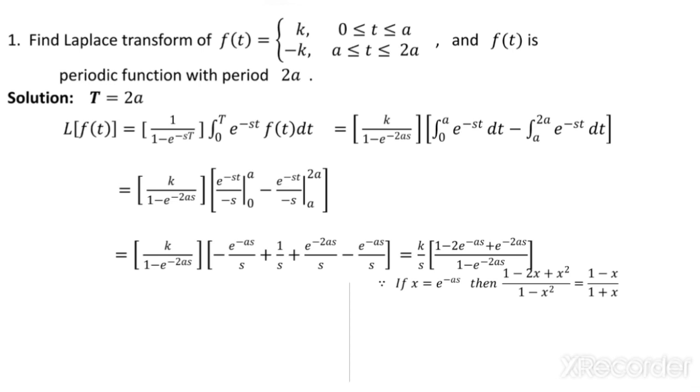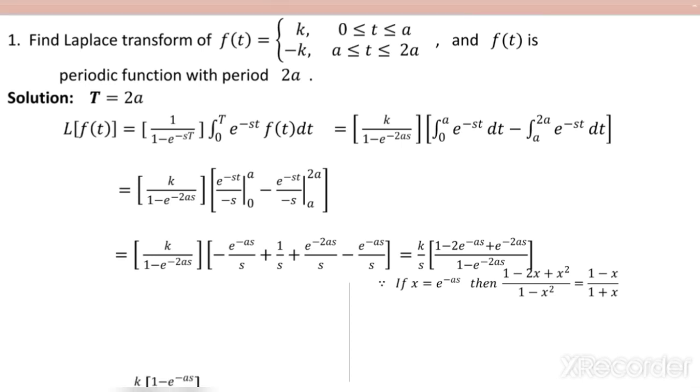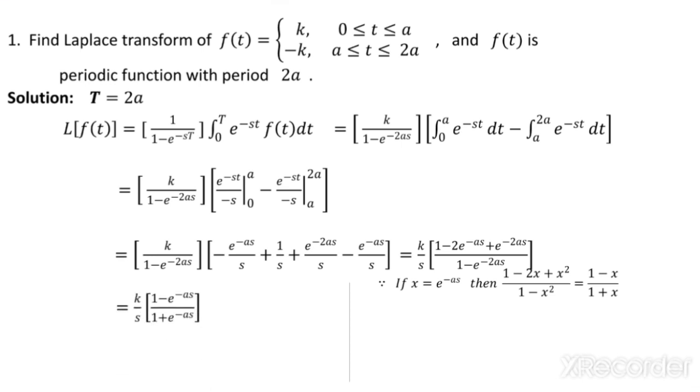So that means we get back x, which is e power minus as. So I get 1 minus e power minus as by 1 plus e power minus as. So here we get k by s times 1 minus e power minus as by 1 plus e power minus as.